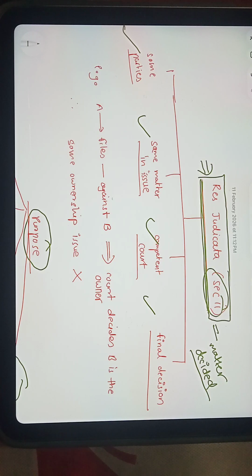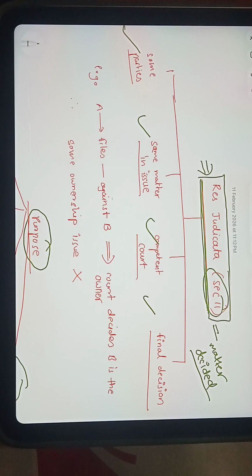If you want to apply res judicata, then these four components should be there. First, the same parties should be involved in the previous suit and in the further, that is the next suit. If the same parties are involved in both suits, then the second suit filed by the same parties would be barred by this section.